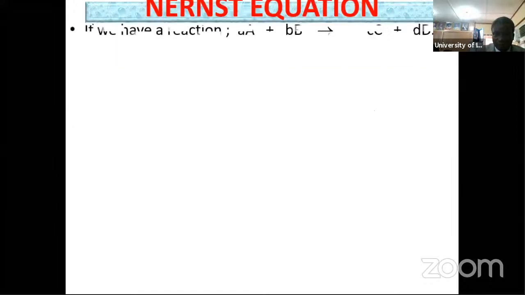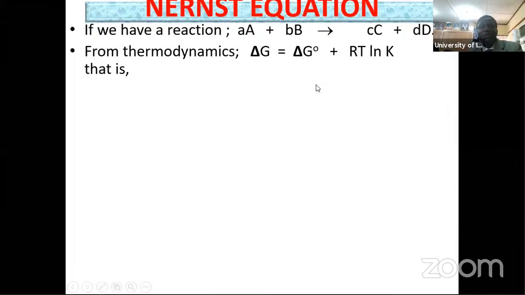So now that was why we wrote that equation we have, because your K here is going to be C raised to power C, D raised to power D, over A raised to power A, B raised to power B. But mind you, I used activity, which is the right thing to actually use for such equation. Now, I want to show you how we came about Nernst equation itself.